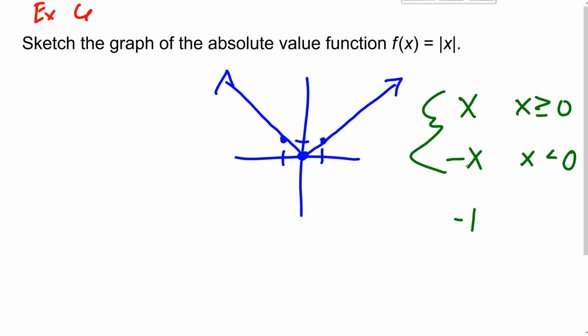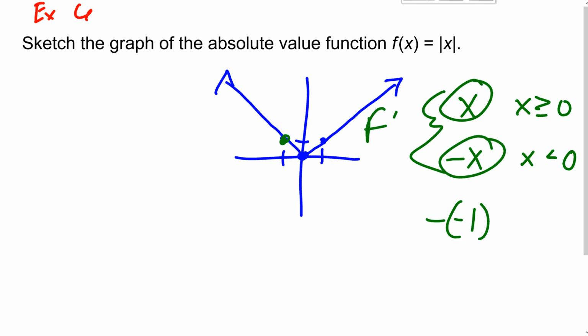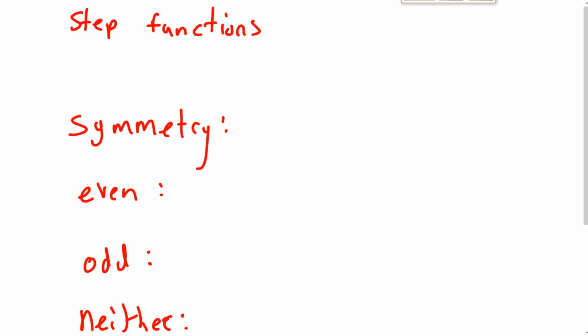So if I plug in -1, it would be less than 0, so I plug it into this equation. So it's negative x, here's my x, -1, and it's a negative x, so that becomes positive, so that's why it's right here. So it's basically two lines, right? This is an equation for a line, and this is an equation for a line, and that's what makes up this absolute value equation, or function.